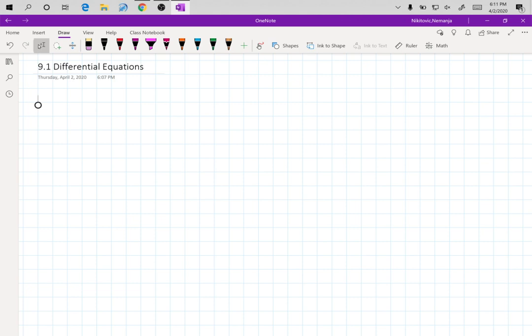So let's start with 9.1, differential equations. This is the overview. You can also call it intro to differential equations or whatever. The book is calling it basic ideas. It's calculus, so obviously it's basic. So let's take a look at the course.